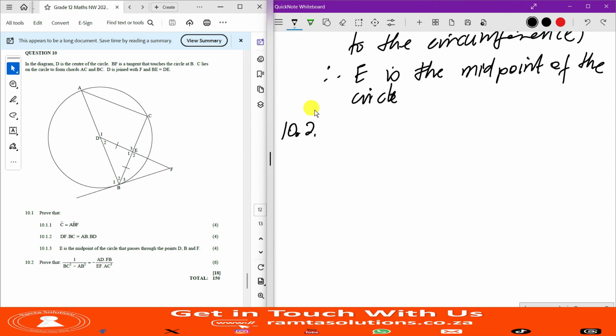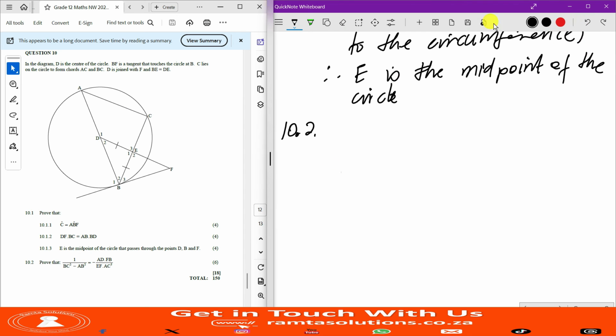So let me do this. I do see an AD there, so we might need to do something. I do see an AD there, and then I see an FB. So we need to be relating this. Because I'm seeing an FB, I need something that relates with BF, or FB. I need a side that relates with FB.